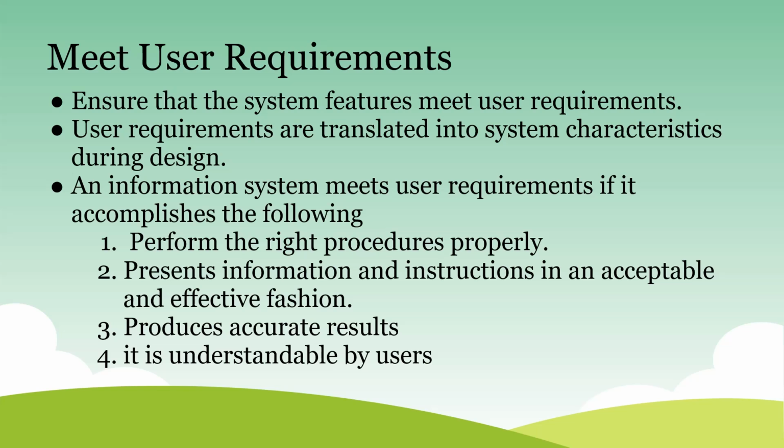The next objective of system design is to meet user requirements. Ensure that the system features meet user requirements. User requirements are translated into system characteristics during design. An information system meets user requirements if it accomplishes the following: performs the right procedures properly, presents information and instructions in an acceptable and effective fashion, produces accurate results, and is understandable by users.